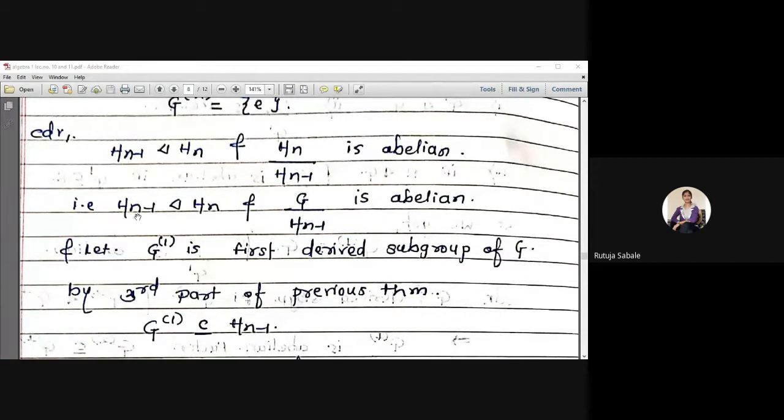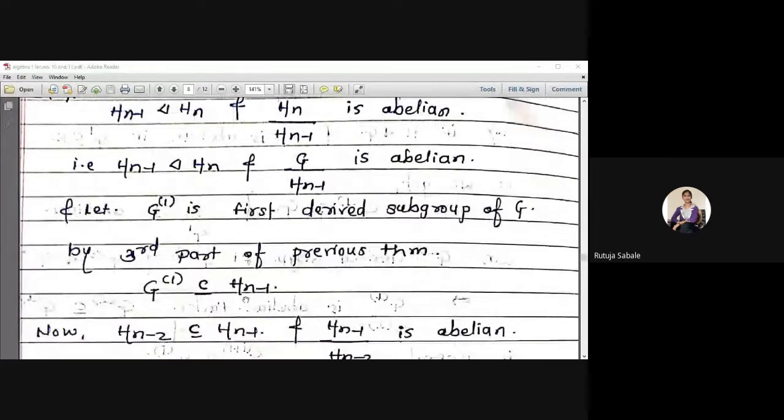Assume here H_{n-1} as N, capital N. Then what we have, G by N is abelian and N is normal in H_n, N is normal in G. That is, if G1 is the first derived subgroup of G, then by the third part of the previous theorem, G1 must be contained in H_{n-1}.